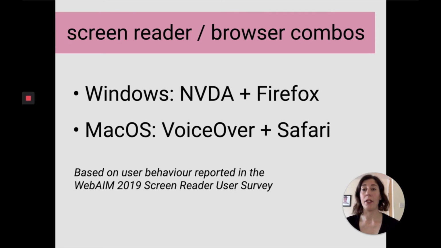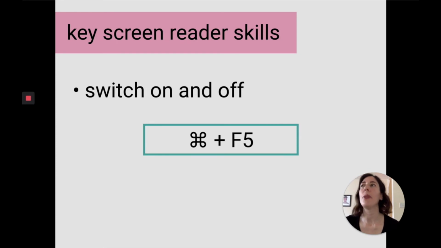That's based on user behaviour reported in the screen reader user survey. So if you're checking in these combinations, you're probably going to get results that are a true reflection of how your code is working for users. If you use VoiceOver with Chrome, for example, you might get some slightly odd findings, so it's good to stick to these combinations as much as you can. And learn a few key skills with your screen reader just to get comfortable. Now, the commands I'm putting up here are for VoiceOver on Mac, but I'll link in the resources to NVDA commands that do the same.